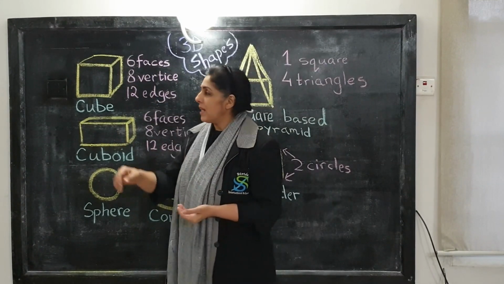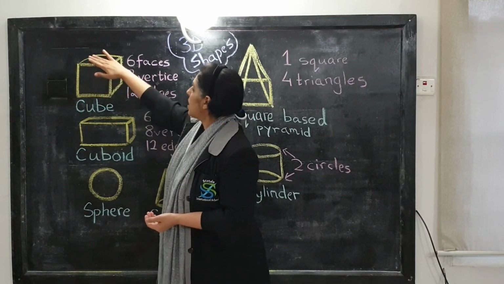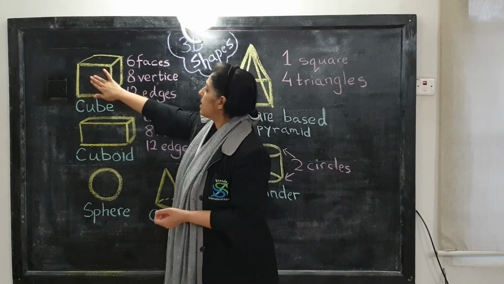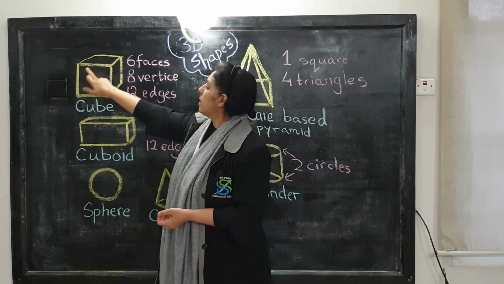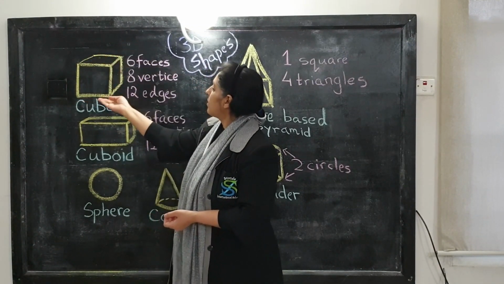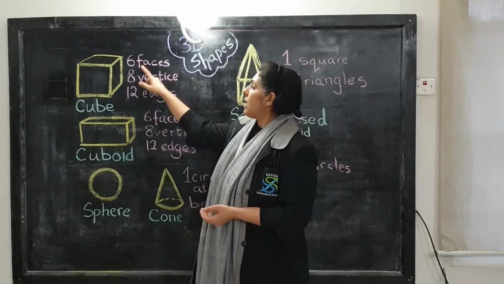What does that mean? This is a face, this portion, this one, this one. So how can it be 6 faces? Take a look at this. This is one face, this is another, this is another. 1, 2, 3. We have one on this side, 4. We have one at the back, 5. We have one at the bottom, 6. That's 6 faces.